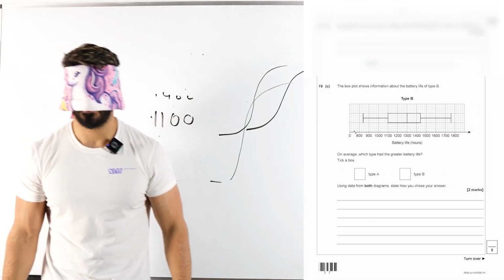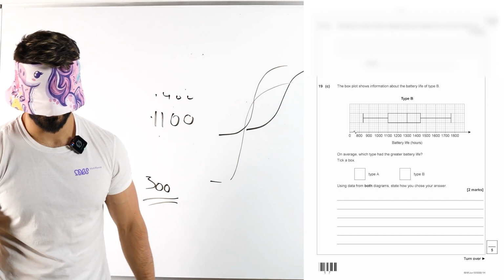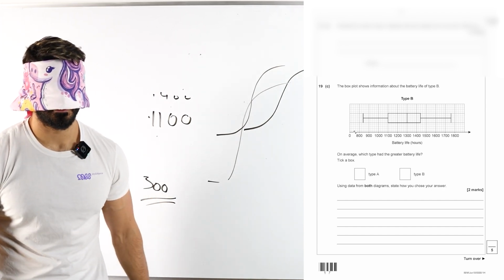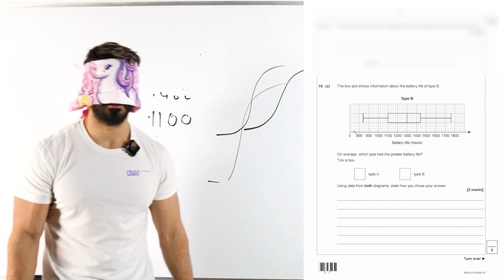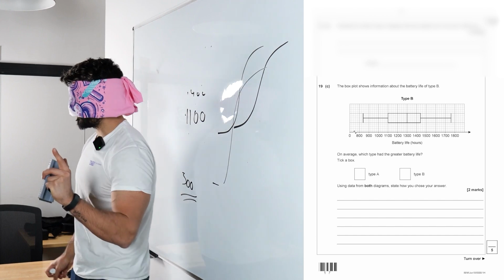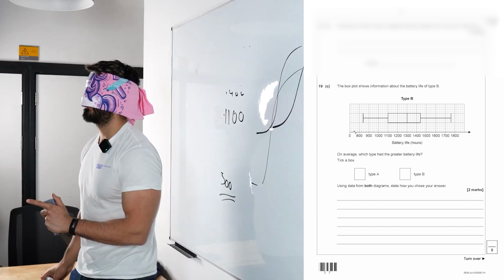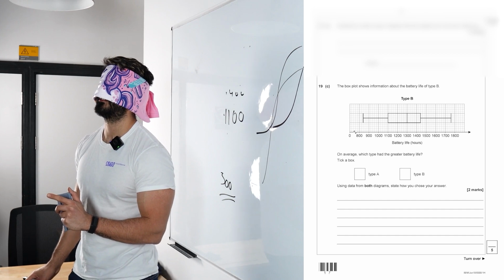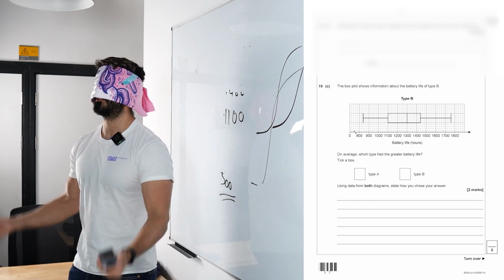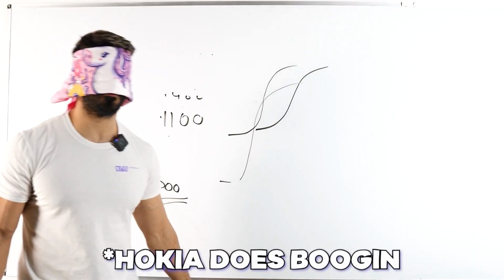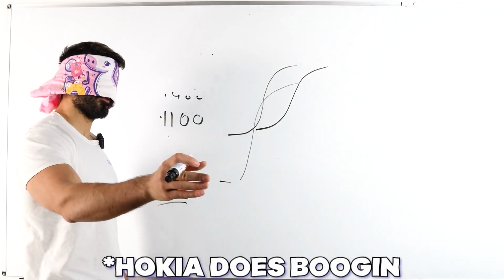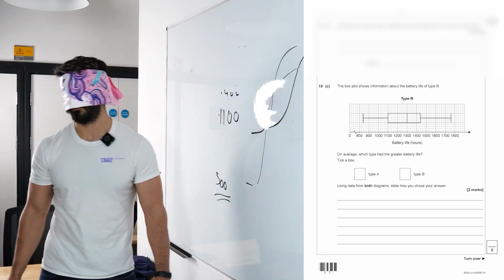The box plot shows information about the battery life of Type B. On average, which had a greater battery life? On the cumulative frequency, on the y-axis, find 40. There's no y-axis, it's a box plot. Not the box, I said A, the cumulative frequency. Okay, find 40 on the y-axis. Okay, found it. 1,260.